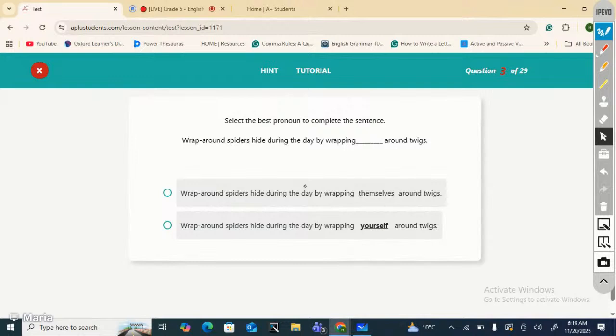Okay. Now select the best pronoun to complete the sentence. Wraparound spiders hide during the day by wrapping blank around twigs. By wrapping themselves or by wrapping yourself. Both are reflexive pronouns. Which one is correct?